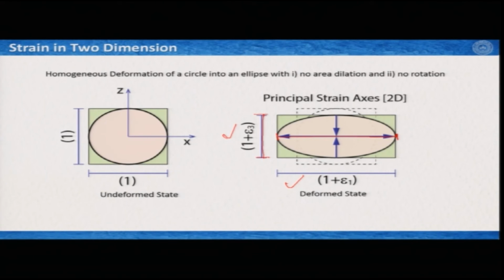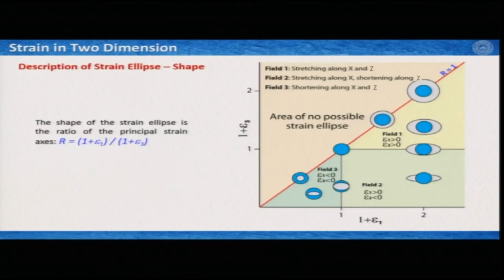So let us have a look at how we can describe the strain ellipse with respect to the principal strain axis. It is very important to define the shape of this ellipse. As it is done in mathematics or geometry, the shape is defined by the ratio of the long and short axis. In this case we define it as R, the ratio of the long axis, 1 plus E1, of the strain ellipse to the short axis, which is 1 plus E3.